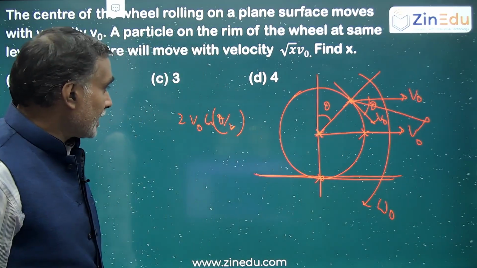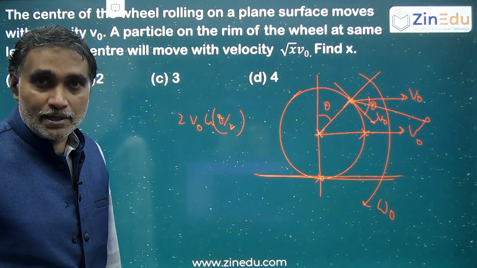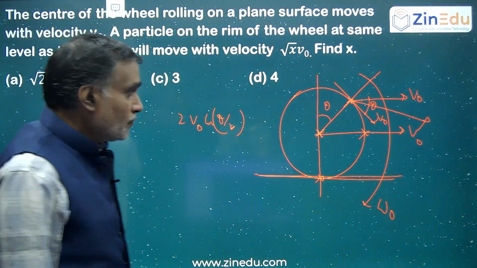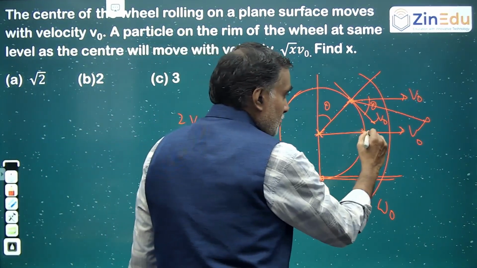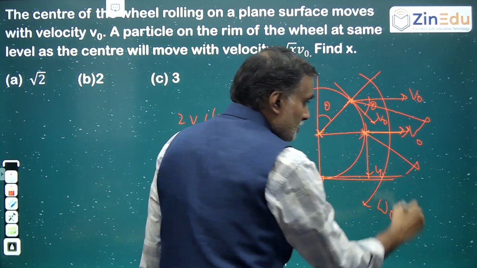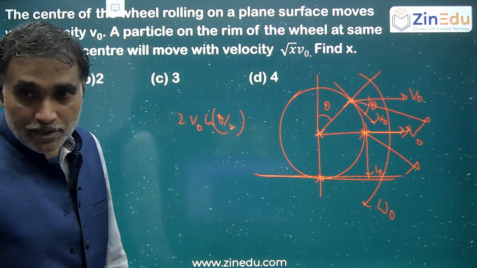Theta is 90, means cos 45 I will get. That is 1 by root 2. So, root 2 V naught I will get. Root 2 V naught. What is the direction of velocity? V naught in this direction and V naught in this direction. The resultant is bisecting the angle, 45 degrees.